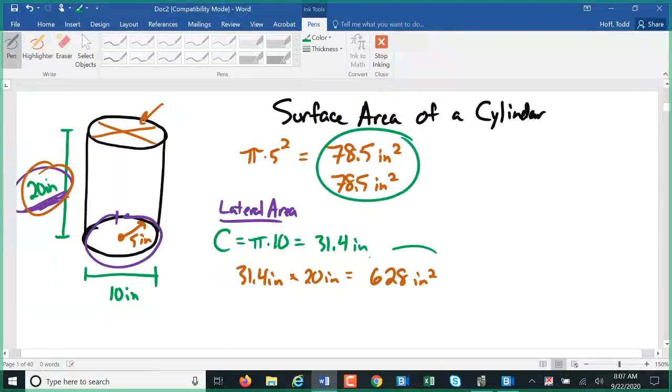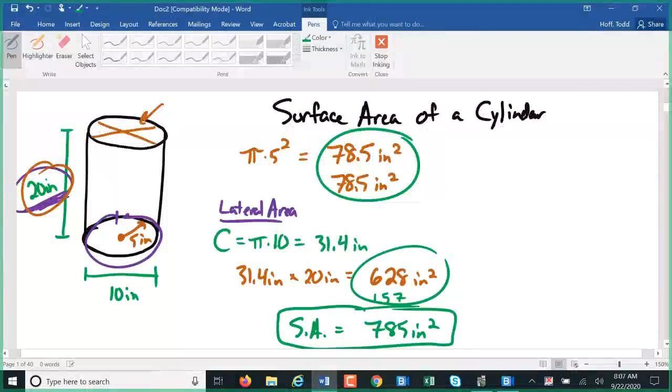Adding that to those two circles gives us, what is that, 157, so 785 square inches of surface area. So we can piece together known shapes to make surface areas as well.